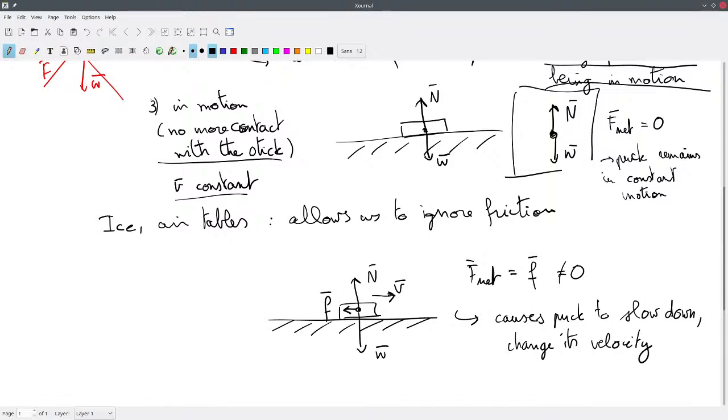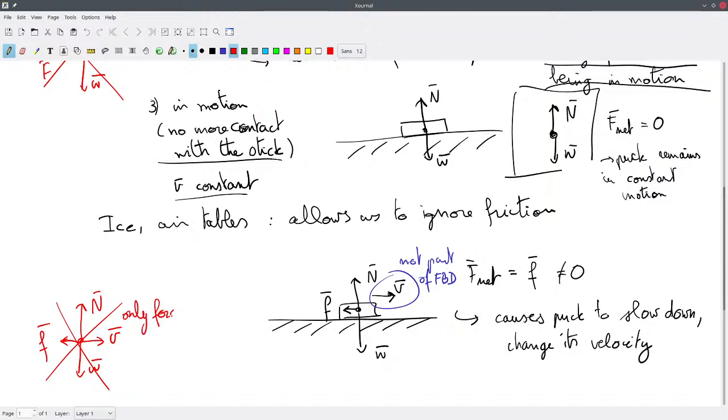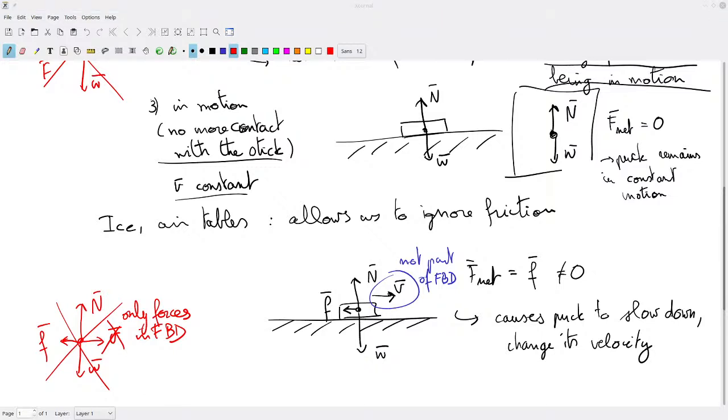However, keep in mind that the velocity is not a vector in the free body diagram. So make sure that you don't draw, again, I'll put it in red, don't draw something like the normal force, the weight, and then the velocity, and then the friction. This doesn't make sense. We can only have forces in a free body diagram. Only forces in a free body diagram. No velocities. Okay.